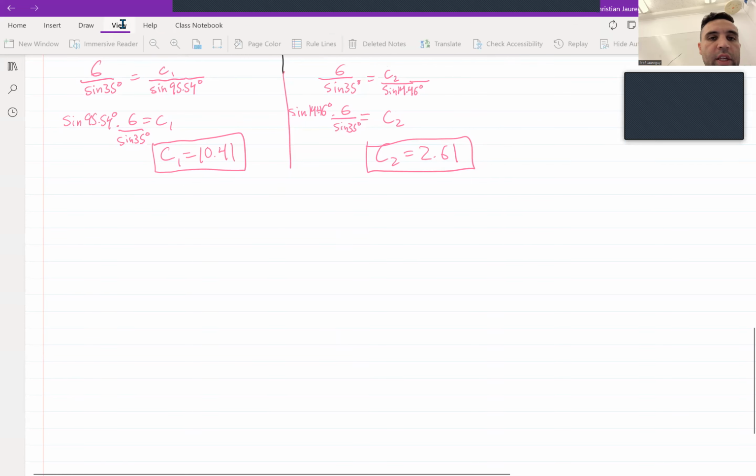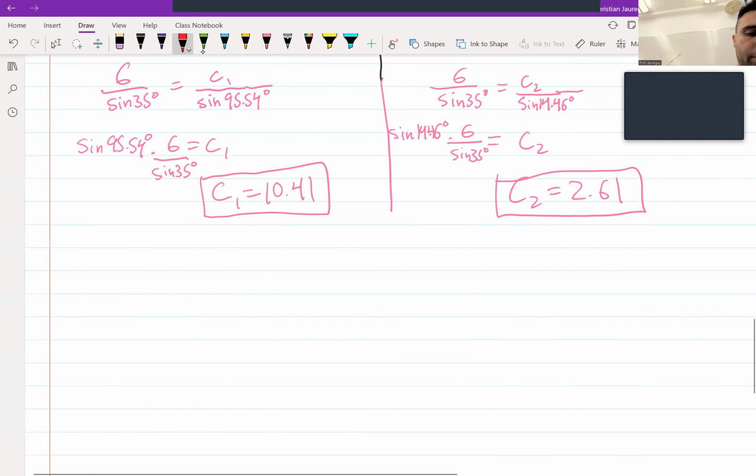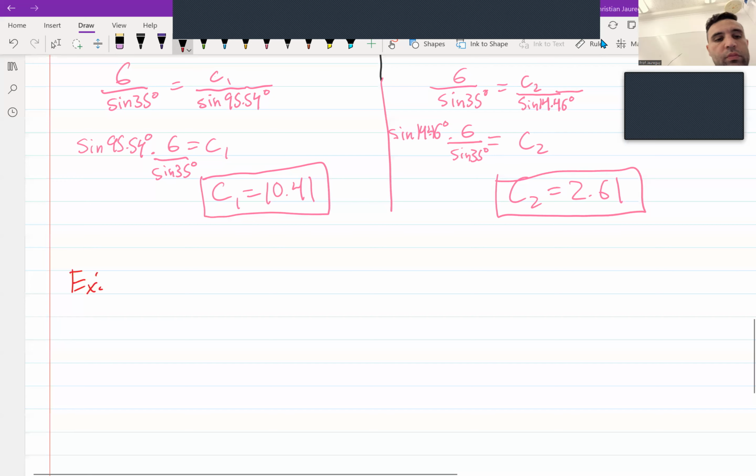Let me fix this the way it looks. Let's look at another example. So we're going to say, solve the triangle.